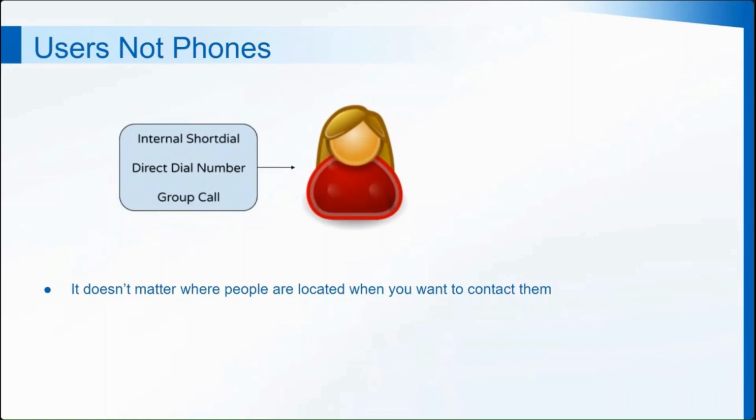So they'll ring the main practice number, they'll go through a call flow that will be set up before you go live, and that will give the patient some information and may also ask them to choose what sort of thing it is that they're calling about.